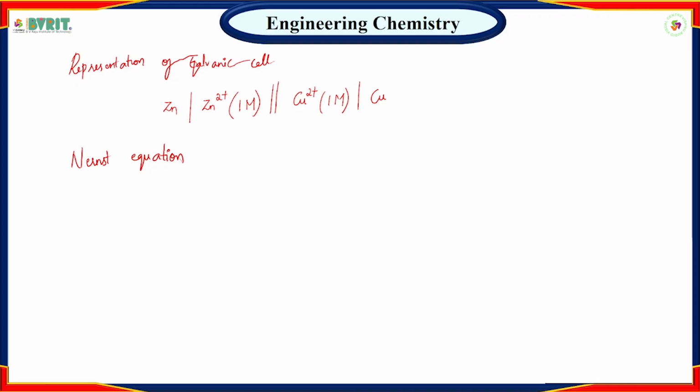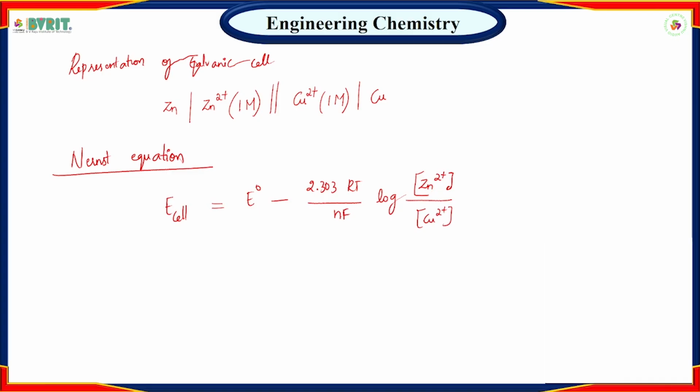Now we can apply the Nernst equation for the above cell representation, that is the zinc copper couple. So here E cell equals E naught minus 2.303 RT by nF log of Zn2+ concentration by Cu2+ concentration. So this is the Nernst equation.